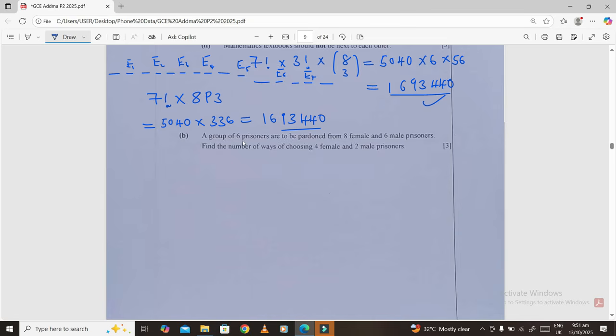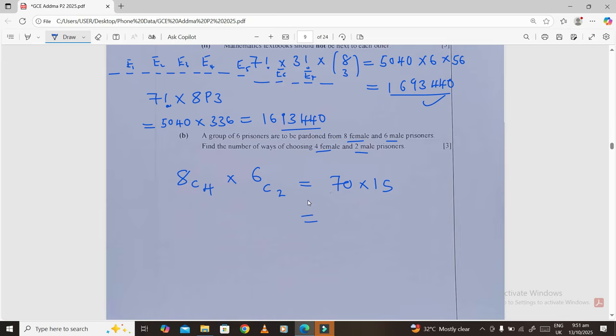They're saying a group of 6 prisoners are to be pardoned from 8 female and 6 male prisoners. Find the number of ways of choosing 4 female, 2 male. So here we just say 8 choose 4 times 6 choose 2. So 8 choose 4, this is giving us 70, times 6 choose 2, it's giving us 15.